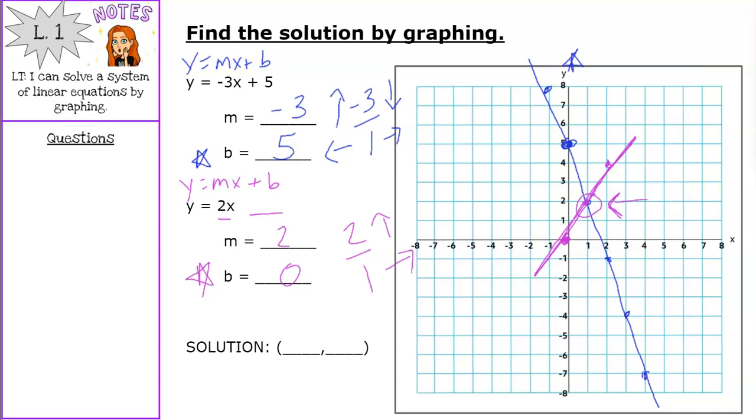So we need a coordinate point. We need our x number and our y number. Our x number is 1 and our y number is 2. So that's our solution. They cross at (1, 2). That's all the notes I have for you, so go ahead and move into your practice.